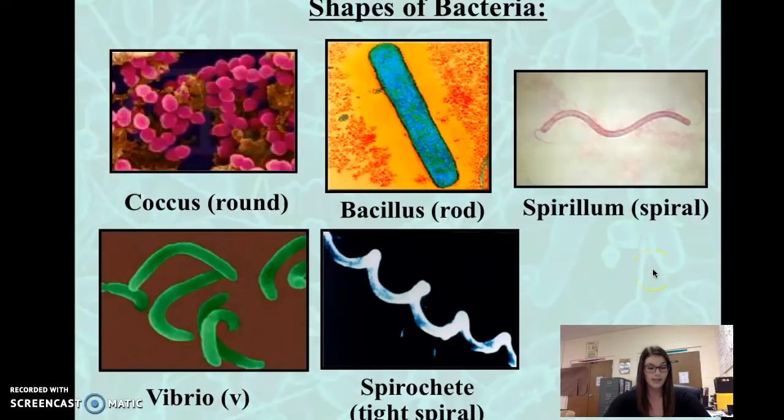So go ahead and take a second. You might need to pause the video. Look at the pictures that are in your notes and make sure you label them properly. While you're doing that, I'd also like you to put a little star next to 3 of them. I'd like you to put a star next to the round, the bacillus or rod-shaped, and then the spirillum or spiral-shaped. These are the 3 most common shapes of bacteria.